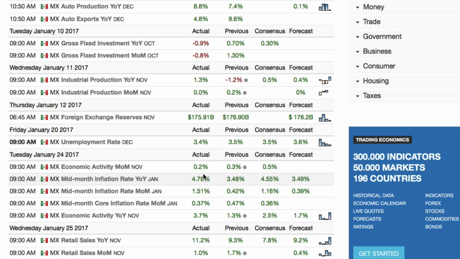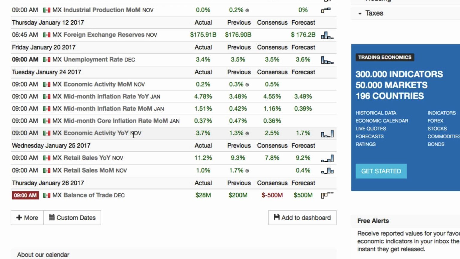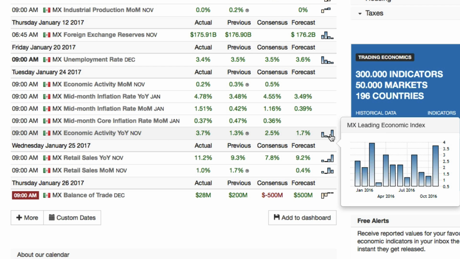Economic activity, consensus was 0.5, 0.2, so it's kind of light there. Look at their inflation though, 4.78. Consensus 4.55, 4.78. Who's got 4.5% inflation in developed countries? No one. That's an inflation rate Japan would love to have, or at least love to be threatened with, right? What else have we got? We got economic activity year over year. The consensus was 2.5, 3.7. So you can see that there's not really a trend, but it's consistently positive. There are no negative bars there.